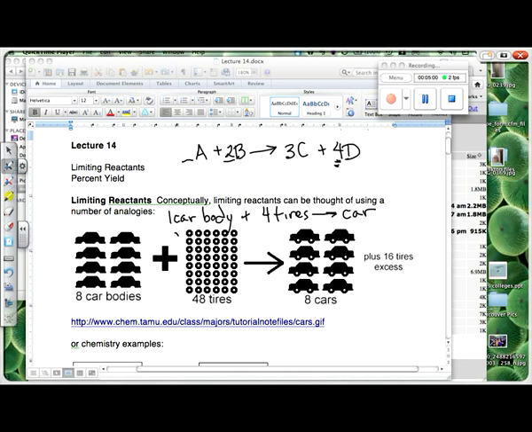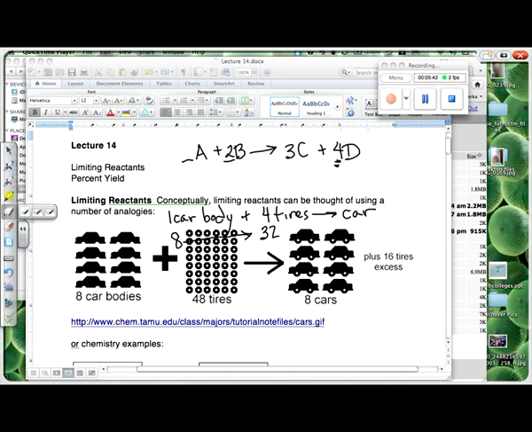Well, if I have 8 car bodies, how many tires am I going to need? I know you can do this in your head, but this is how we're going to do it, as a chemistry problem. Well, 8 times 4 over 1, right? I'm moving from car bodies to tires to figure out how many tires I need, and 8 times 4 is 32. So 32 tires. So I have 16 tires left over. Now, it's easy to conceptualize with tires and car bodies, but if I were doing it the chemistry way, we haven't done that entirely yet.